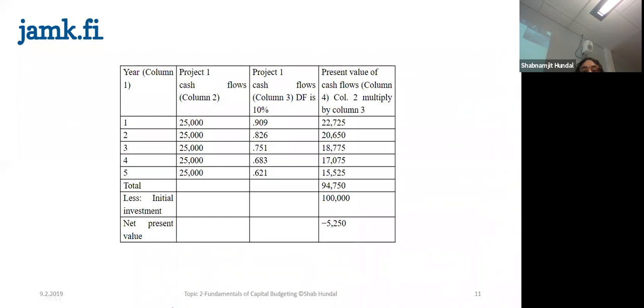And when you multiply column 2 and column 3, you get this much. It means that the 25,000 which you get today will be worth 22,725 after 1 year. So even though in terms of notes, you still get 25,000 after 1 year, that 25,000 would be worth 22,725 today. And when you add them up, it comes to be 94,750. And what is this 94,750?